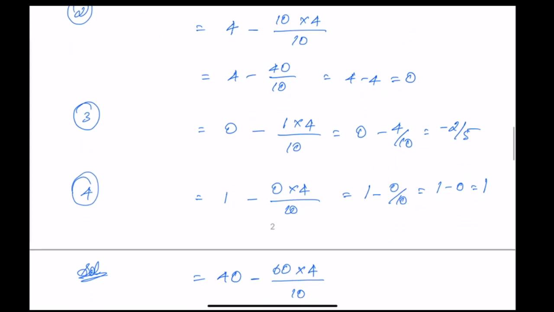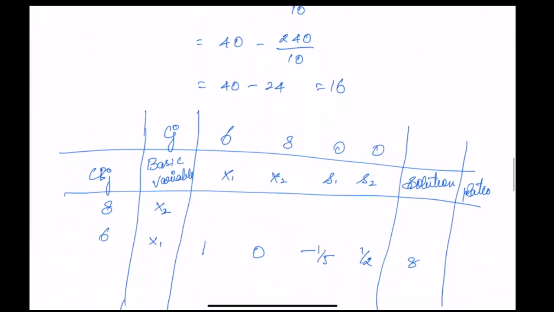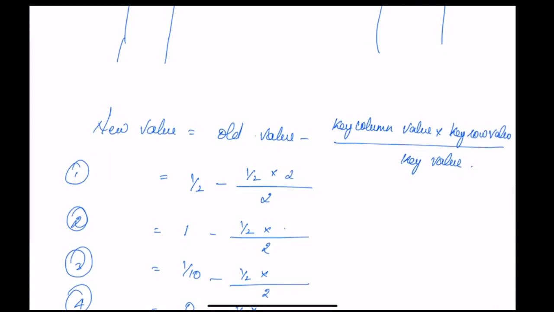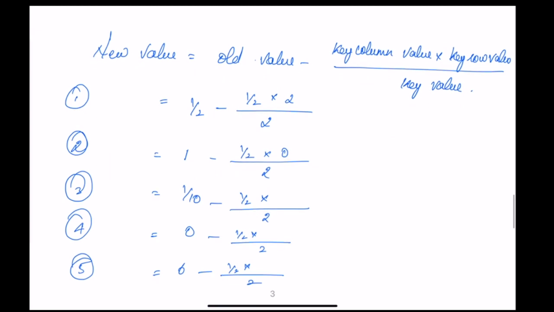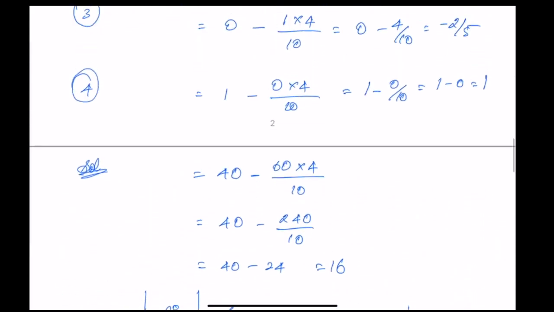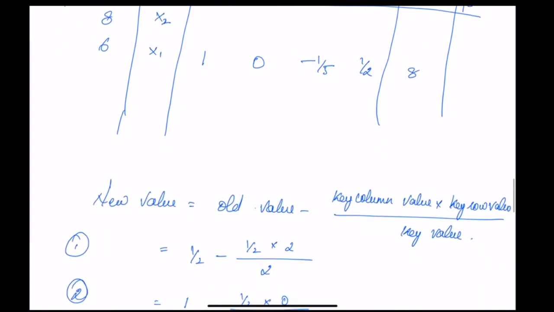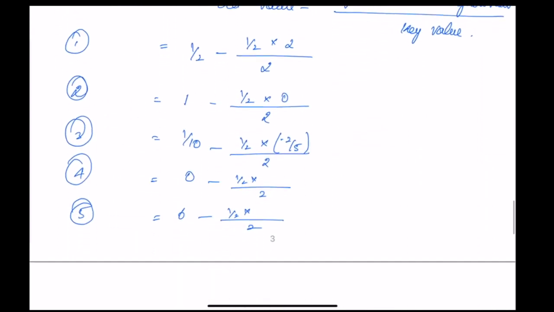Correspondingly we can write 2, 0, minus 2 by 5, 1 by 2, 2. Let me check it once again. 2, 0, minus 2 by 5, 1, 16. Okay, so 1 by 2, 1 by 10, 0 and 6.